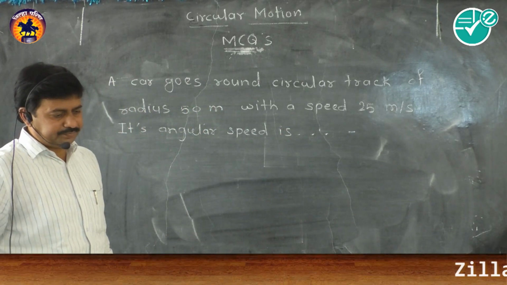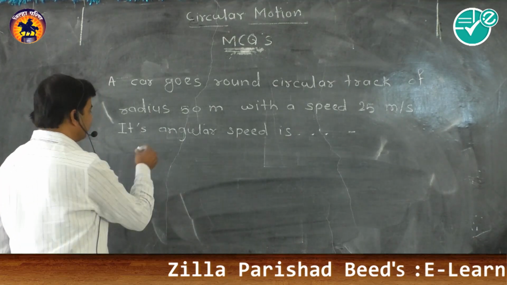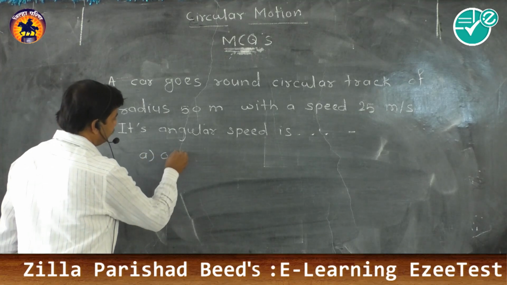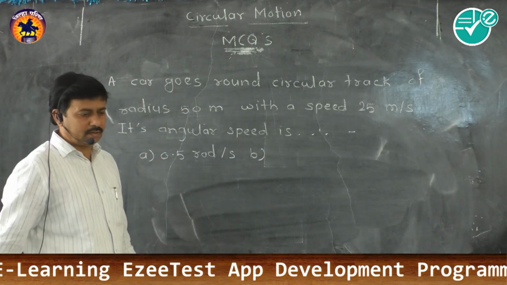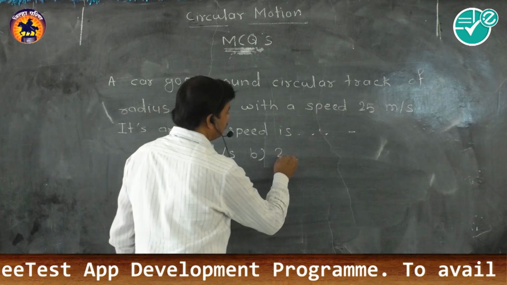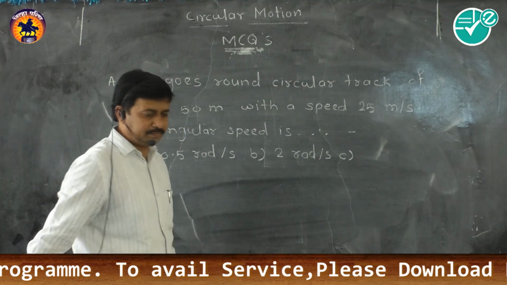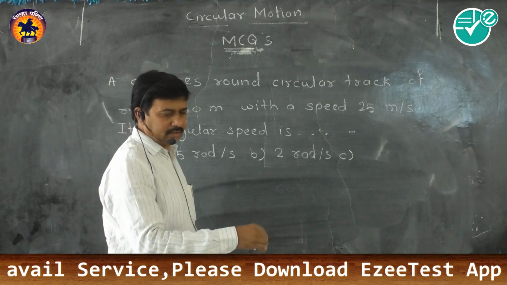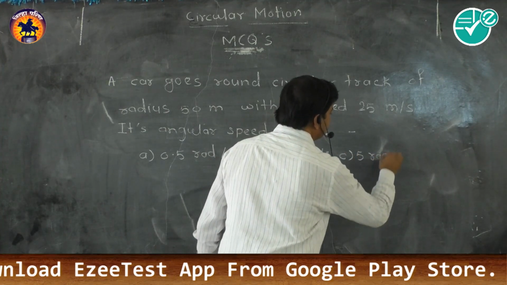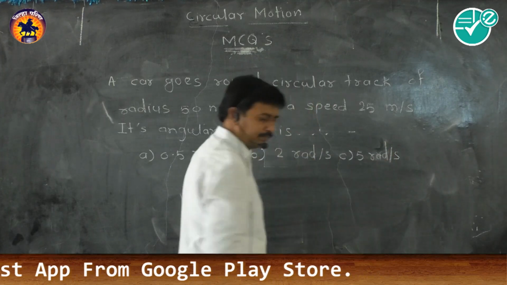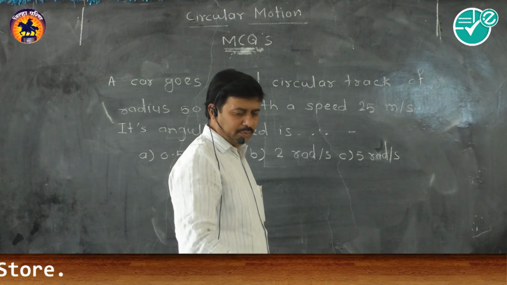Options are: A, 0.5 radian per second; option B, 2 radian per second; option C, 5 radian per second; and option D, 12.5 radian per second.